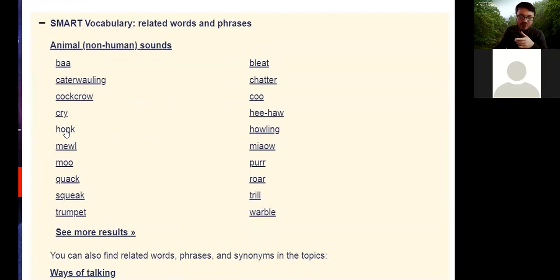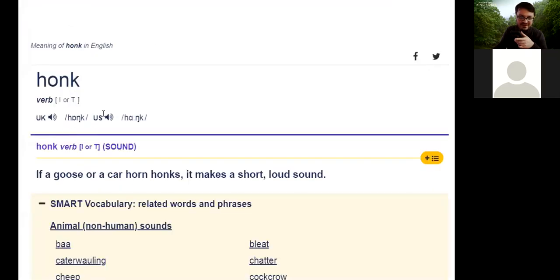Do you know honk? No. Honk, honk. For example, you are in a car and there's another car and you want that car to go fast, so you just honk. You are pressing on the horn and it honks.